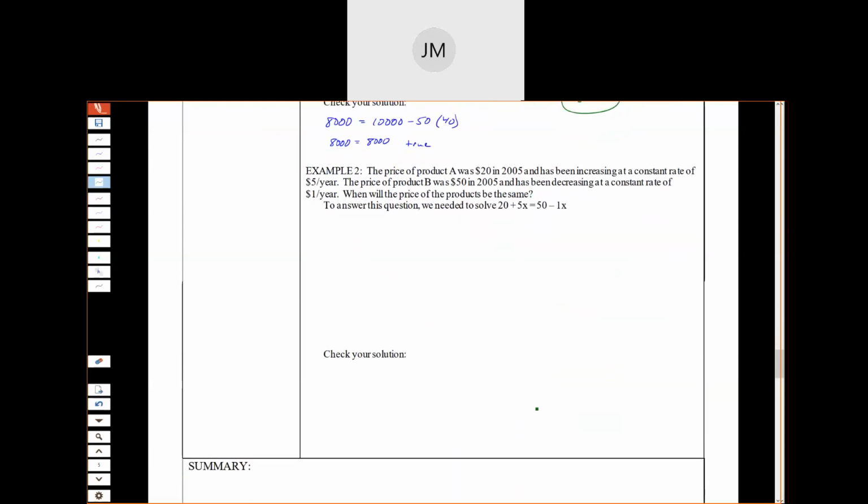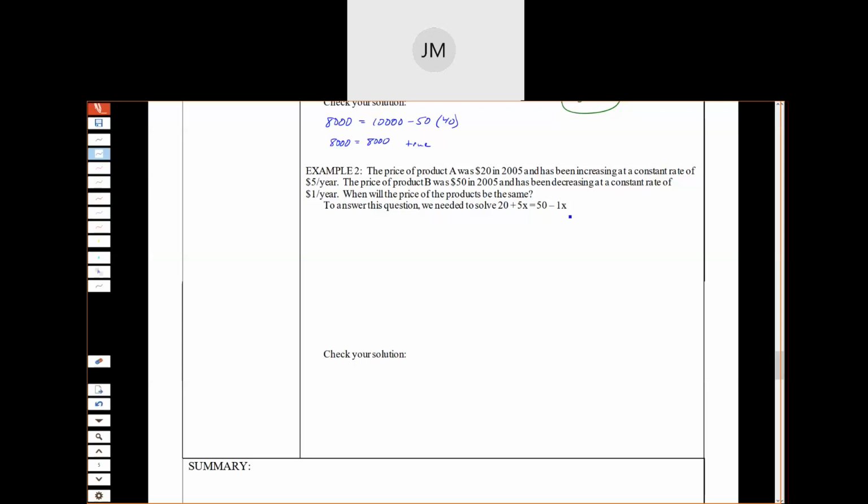Okay, next example. The price of product A was $20 in 2005 and has been increasing at a constant rate of $5 per year. The price of product B was $50 in 2005 and has been decreasing at a constant rate of $1 per year. When will the price of the products be the same? So for this problem, we've already gone ahead a little bit and done what I think is the harder work of writing down the equation that we need to solve.